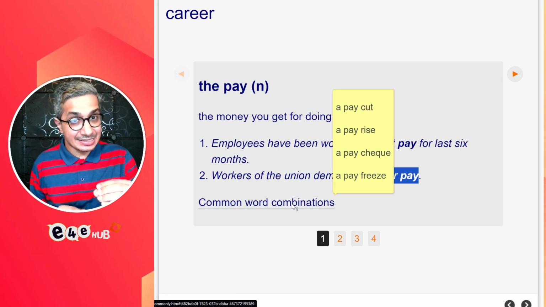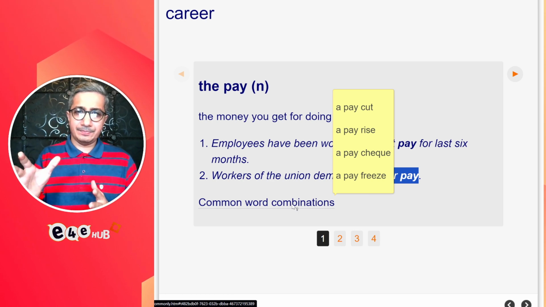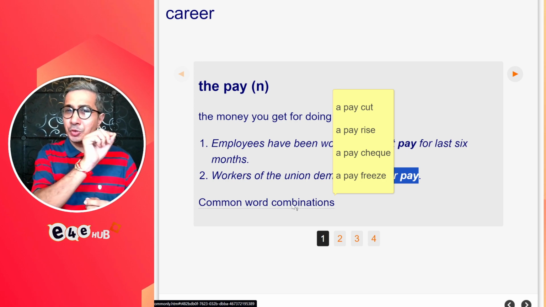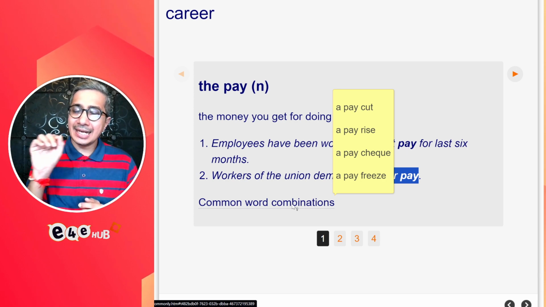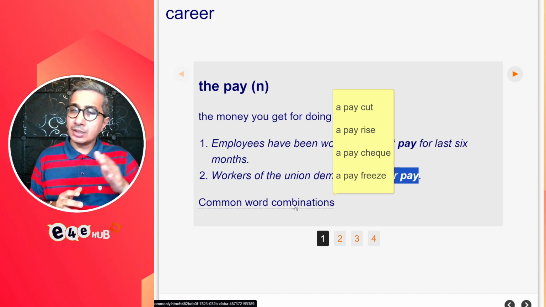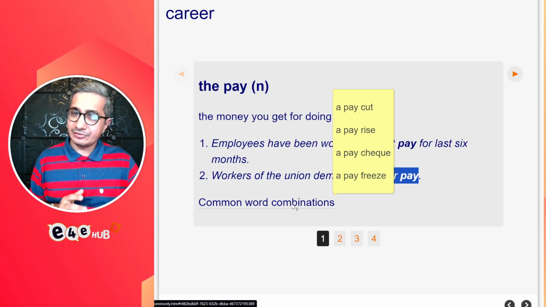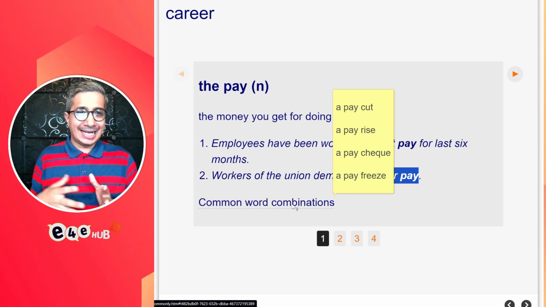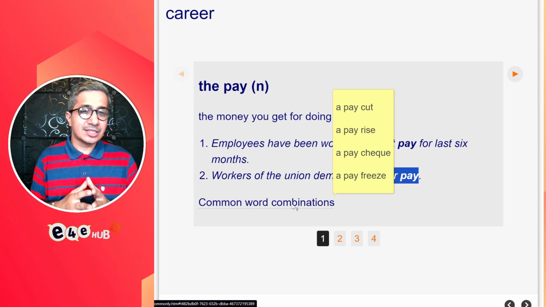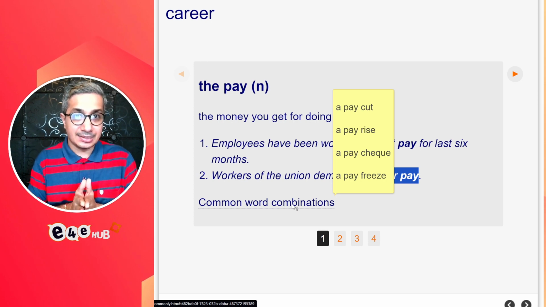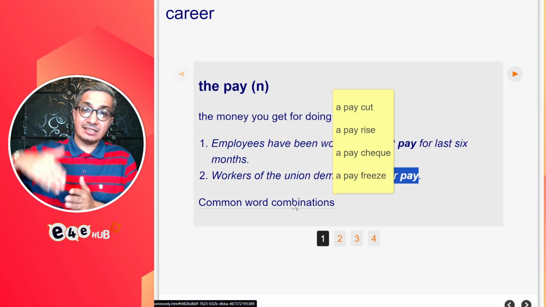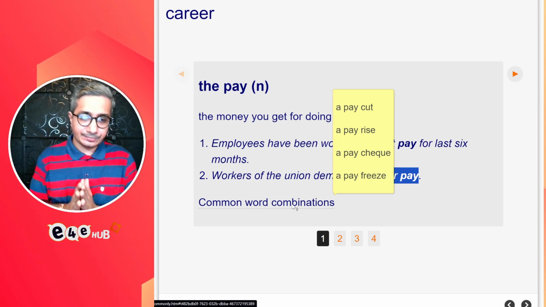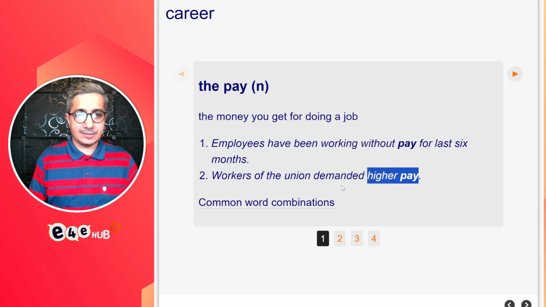A pay freeze is, for example, okay, you listen to a female working at a tea shop and she was working there for 10 years without any increase in pay, without getting promoted. So if you work at a certain place for a longer period of time and your pay is the same, that means your pay is frozen. Okay, it's a pay freeze. It will not increase or decrease. That's a pay freeze.